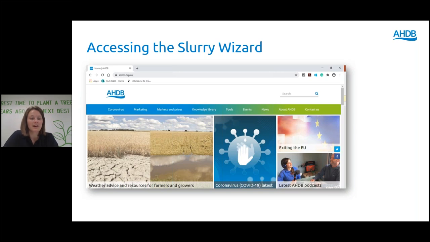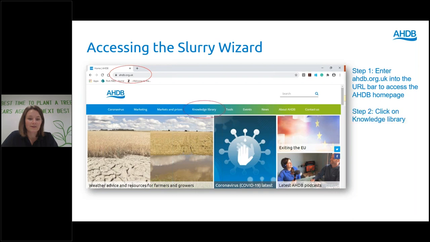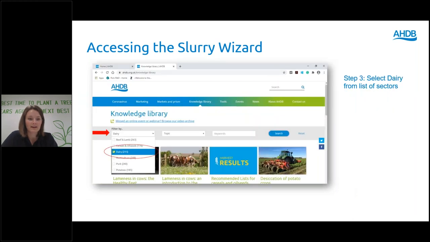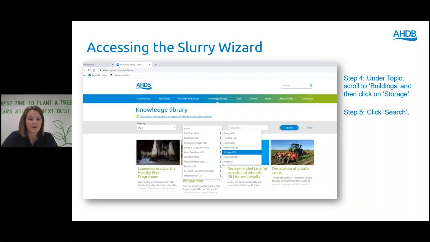To access the Slurry Wizard, you just go on ahdb.org.uk, and then go onto the Knowledge Library. This will take you to our page, which has a wealth of information. To find the Slurry Wizard, you'll use the filters. This example on my slides has dairy as a sector, but you can also find it using the pork sector. Then under topic, we go down to buildings, and that will take you to the next page, and click on storage. And after that, click search.